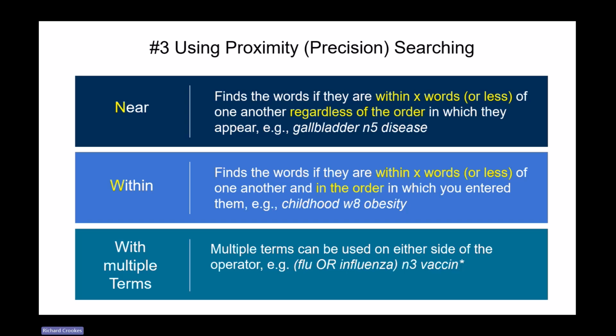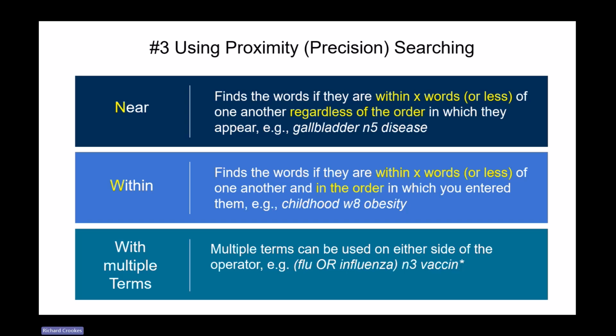So near, as I've indicated already, will find words regardless of the order in which you enter them. So again, using N5, near 5, that means near 5 words or less. With the example of gallbladder disease, it would search for gallbladder near 5 words or less of disease, and also disease near 5 words or less of gallbladder. So again, it's in any order.